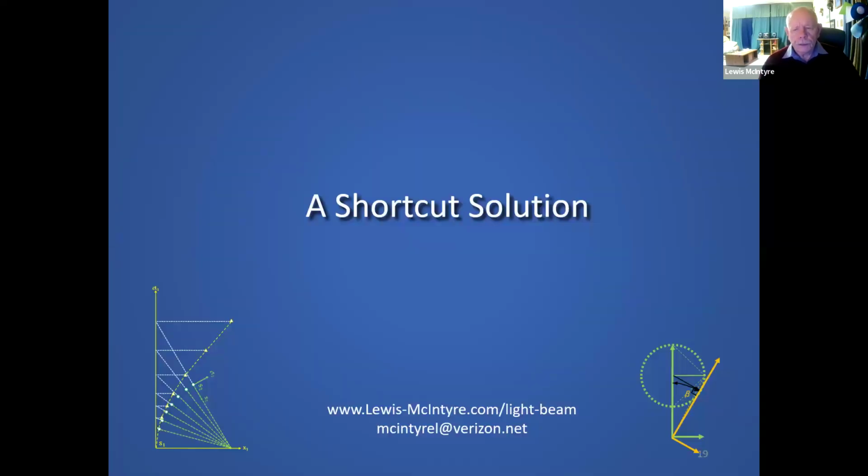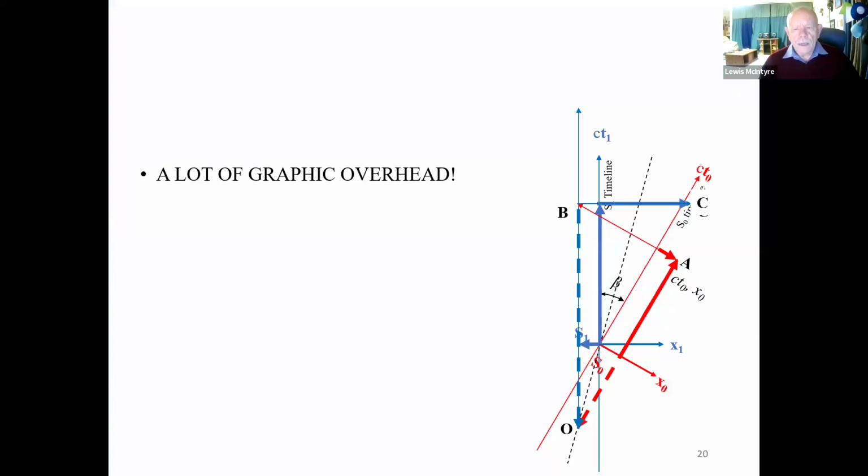Now I'm going to show you a shortcut solution. What I showed you is certainly a solution, but it involves a lot of graphic overhead. Let's look at bisecting angle ABC, also equal to beta, instead of AOB.